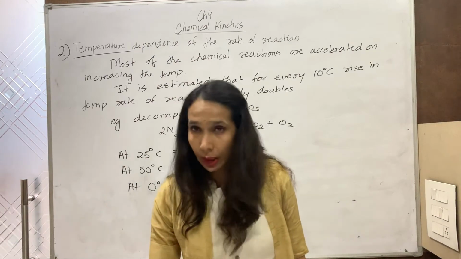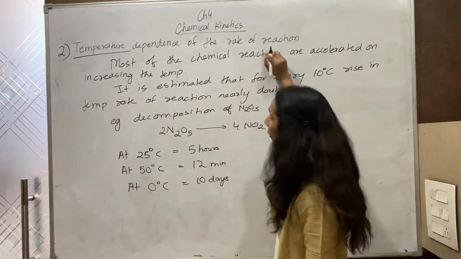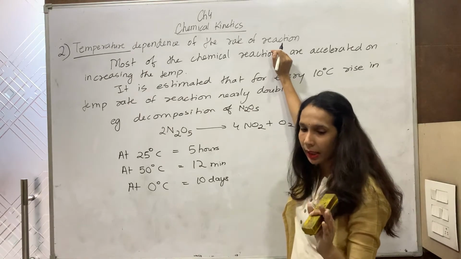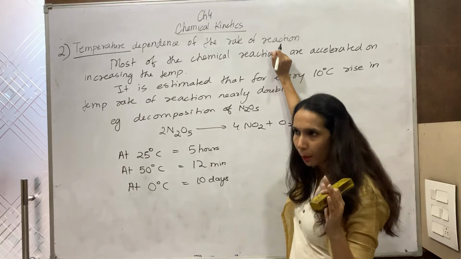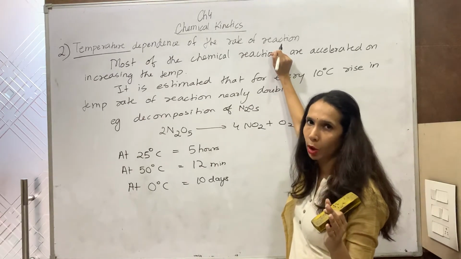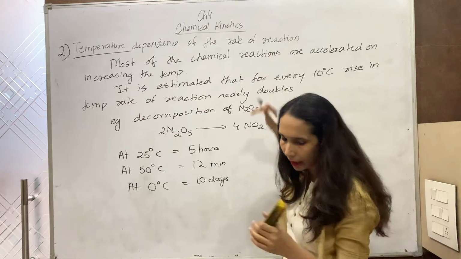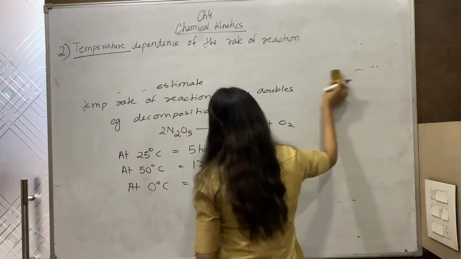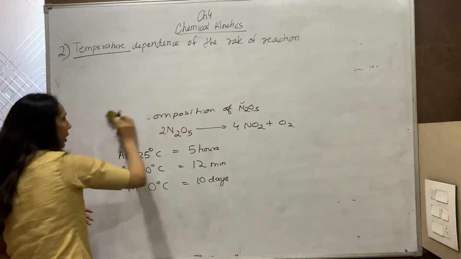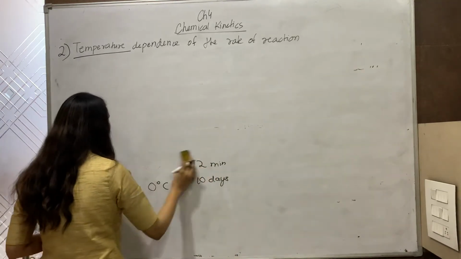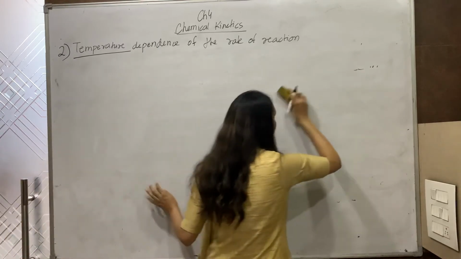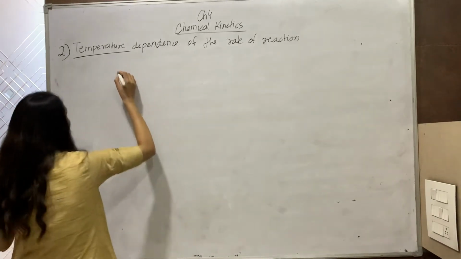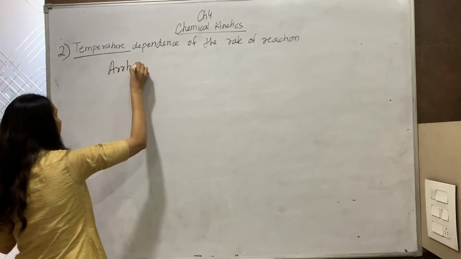The temperature dependence of the rate of reaction was studied by the scientist Arrhenius, and to explain it, he gave an equation which is called the Arrhenius equation. So let us start. The dependence of rate of reaction on temperature was studied by Arrhenius, and he gave an equation which exactly tells us how the rate of reaction depends upon temperature. So, the Arrhenius equation.